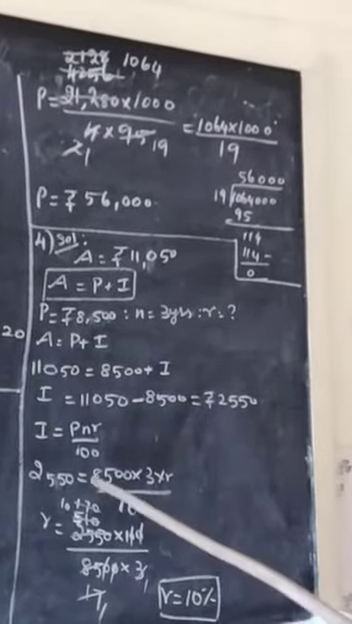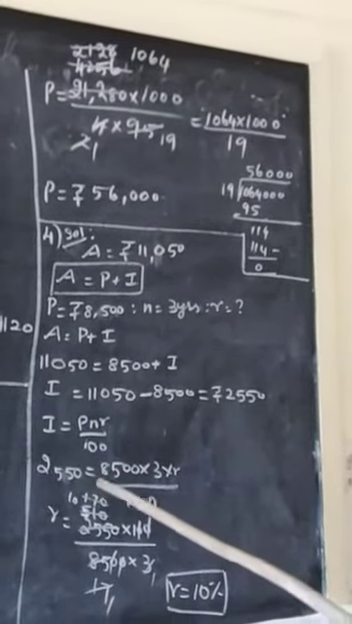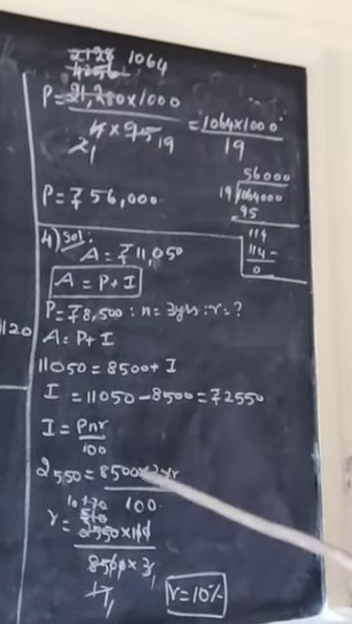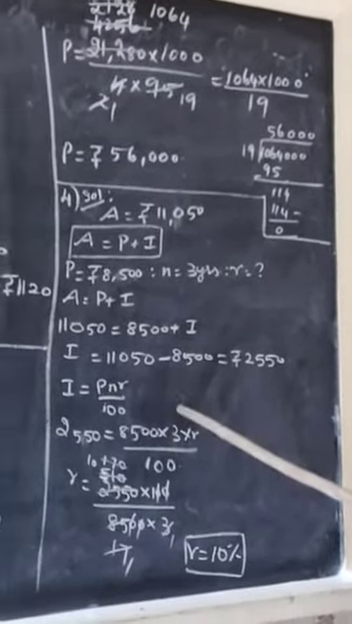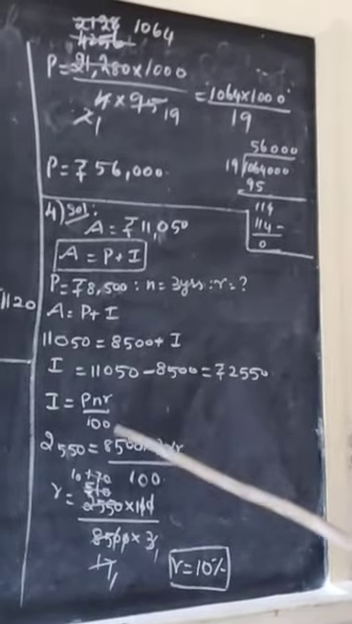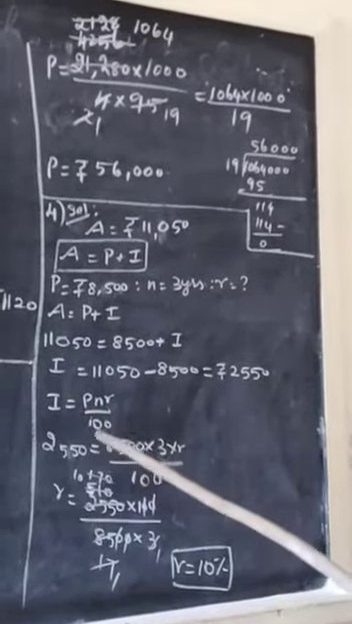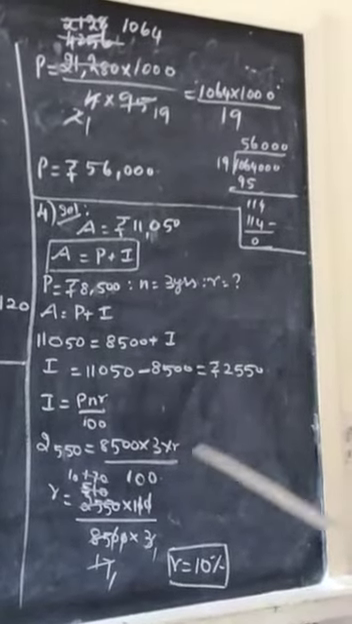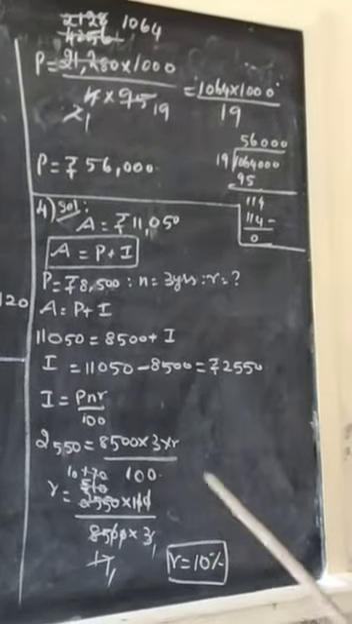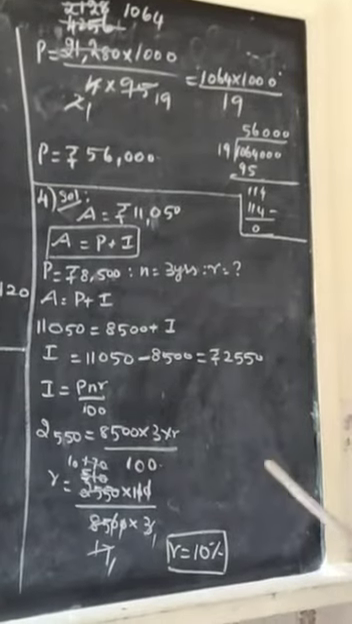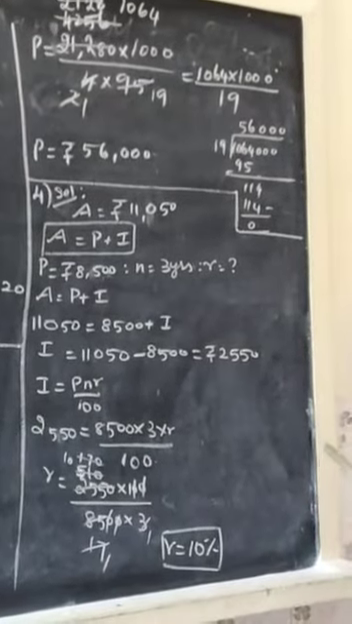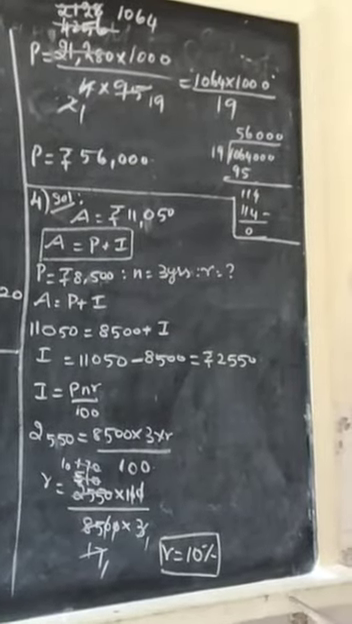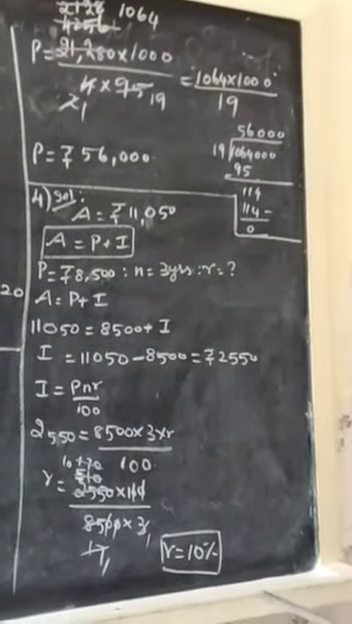So now I am going to apply the simple interest formula. In the simple interest formula only, R is there, so that I can find the value of R. So I is equal to PNR by 100. The simple interest value is 2,550, equal to P value 8,500 into N value 3 into R by 100. You can cancel and get the answer, and you have to find the value of R equal to 10%.